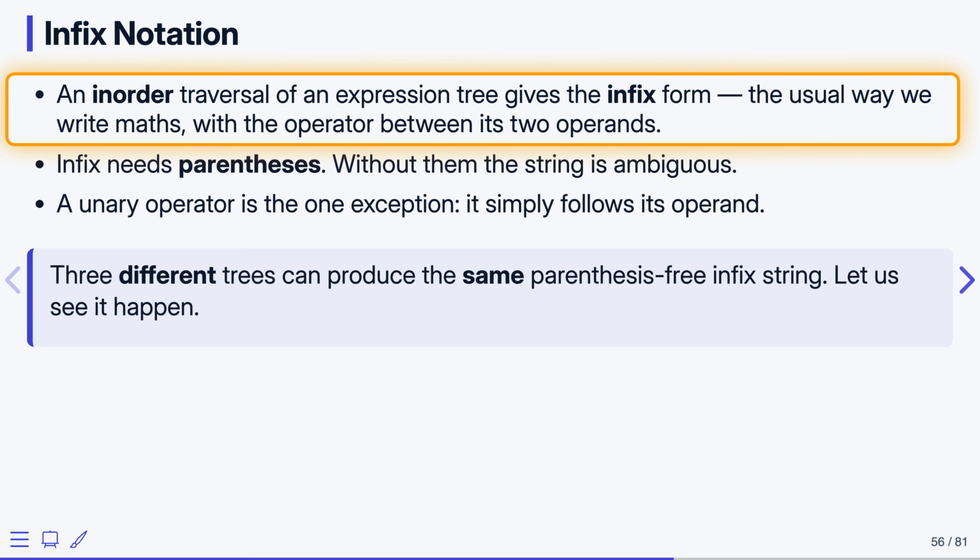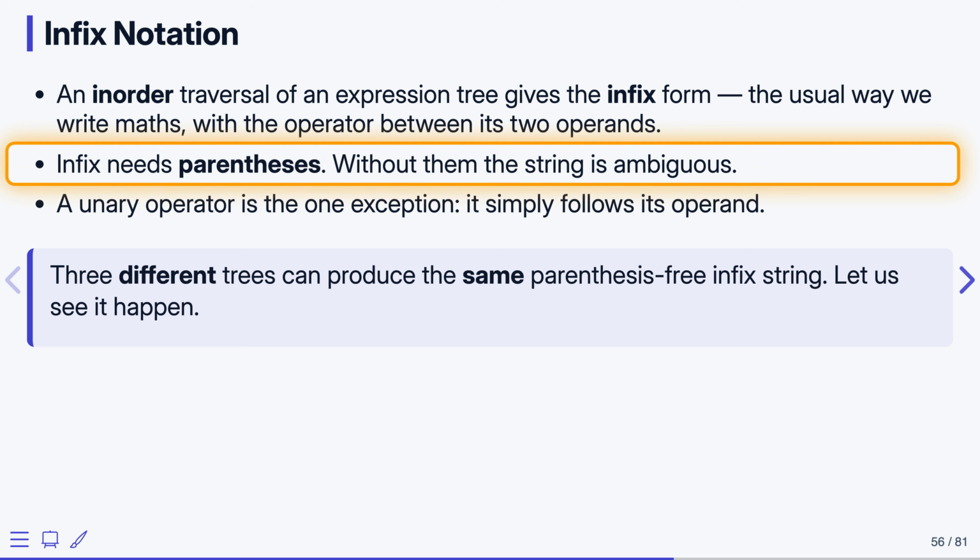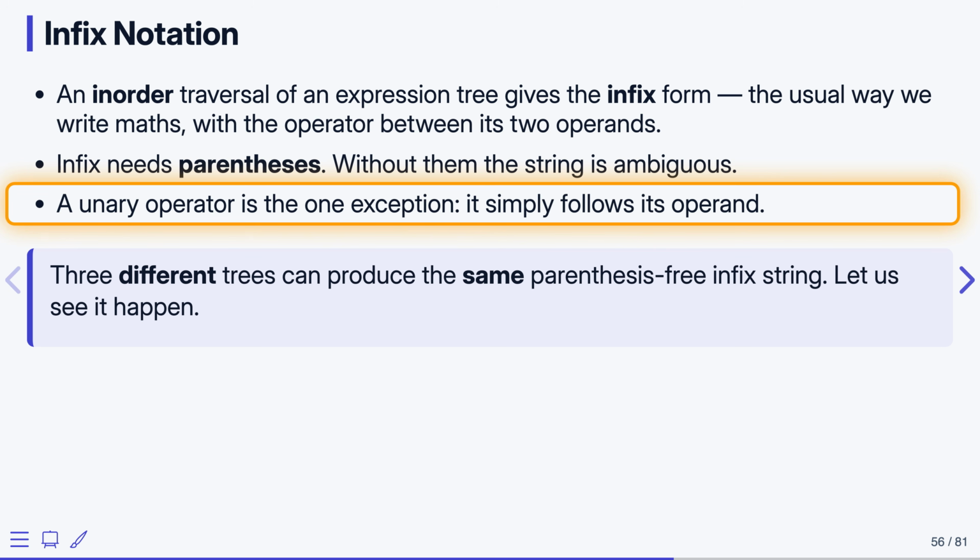Reading an expression tree in Inorder gives the infix form. Infix is the normal way we write maths, with the operator sitting between its two operands, like x plus y. But infix on its own is not enough. To make it unambiguous, we must add parentheses. Unary operators are the one exception. They simply follow their operand.